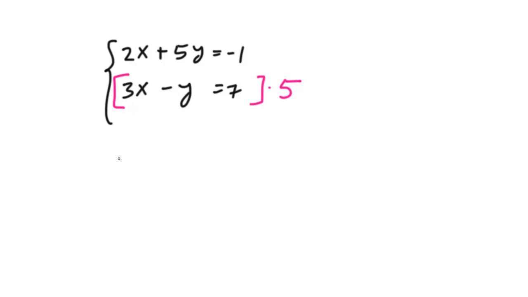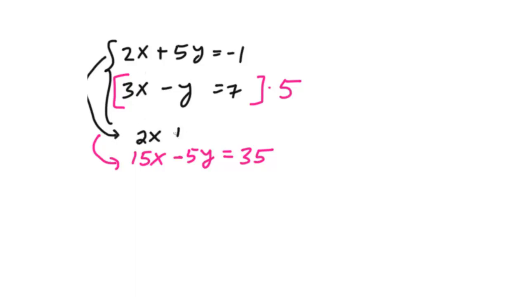So if we do that, we'll end up with this for the second equation. 15x, right? 5 times 3x is 15x. 5 times -y is -5y. And 5 times 7 is 35. Okay, so now let's bring the first equation down and line it up. So we have 2x plus 5y is equal to -1. Let's separate the two.